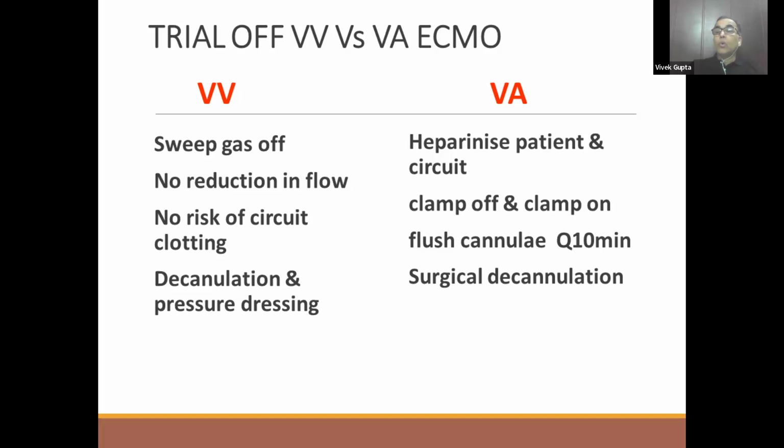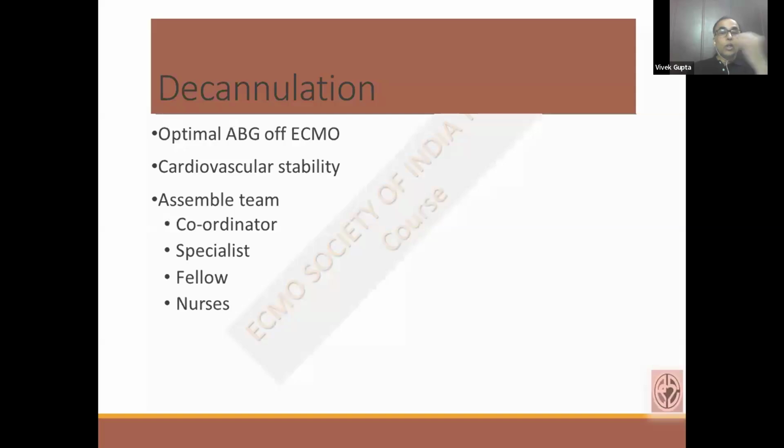However, during VV-ECMO, the patient end and circuit end both have a risk of clotting, so you should be careful. The decannulation is usually done without any surgical intervention. You just need to remove the cannula and put pressure. While in VA-ECMO, it should always be a surgical decannulation. The vascular surgeon should always repair the artery, irrespective of the method you followed to initiate the VA-ECMO, whether it's a percutaneous cannulation or a surgical cannulation.